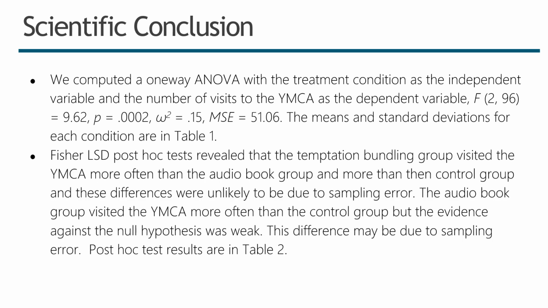Now next, I need to describe these results. So when I'm describing the results, I need to describe the post-hoc test. And what I'm saying here is that I did Fisher post-hoc tests, and they revealed that the temptation bundling group visited the YMCA more often than the audiobook group and more than the control group. Also, these differences were unlikely to be due to sampling error. The audiobook group visited the YMCA more often than the control group, but the evidence against the null hypothesis is weak, and that difference may be due to sampling error. The post-hoc test results are in table 2. So this way, again, you don't have to present all those numbers in the text. You can focus on a verbal description for people.